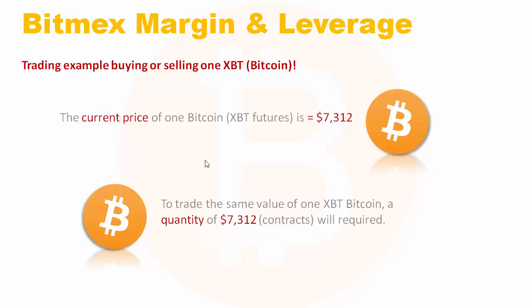Let's say that the current price of Bitcoin is trading at $7,312, and that is the price for one Bitcoin. That is the price of Bitcoin in the open market, and of course the futures market is going to reflect this. So in order to actually trade the same amount as one Bitcoin, we would have to buy 7,312 contracts on the Bitmex exchange. One contract is worth $1. It's interchangeable.